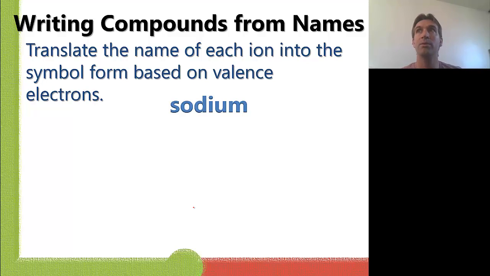And what I want you to think about is this. Sodium has the element symbol Na. It is a metal, which means that it's going to be a positive ion. Now, this positive ion is in group 1. So if it's in group 1A, that means it has 1 valence electron, and the charge of sodium is 1+.